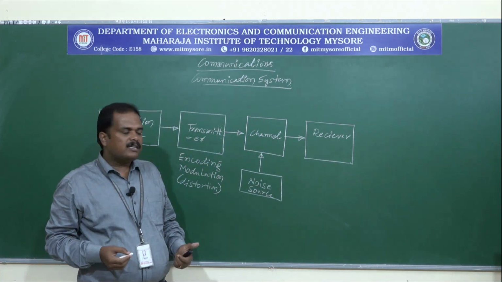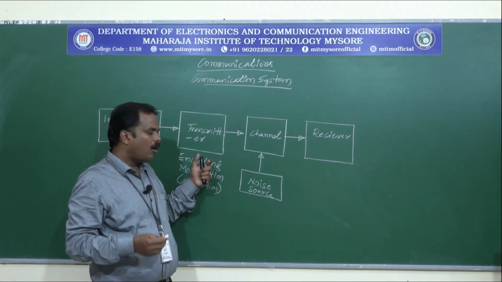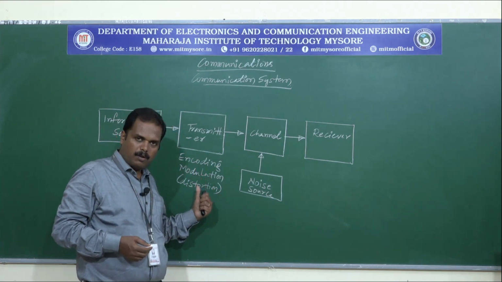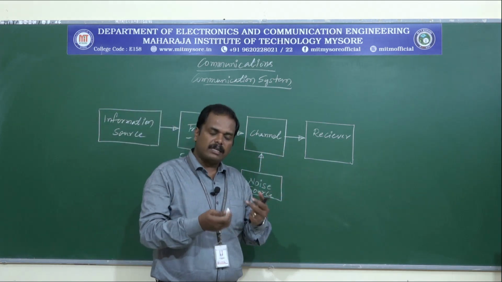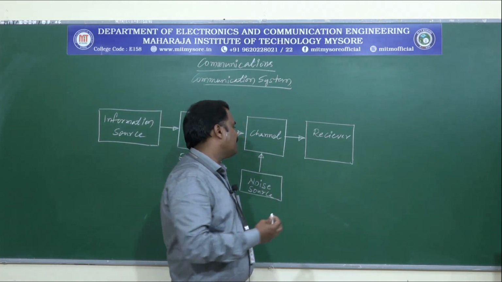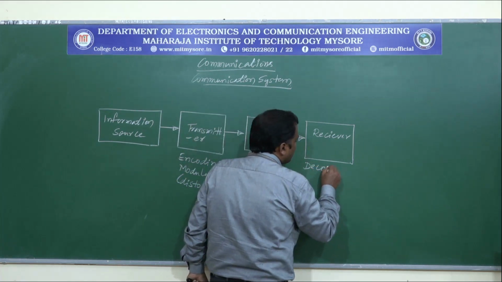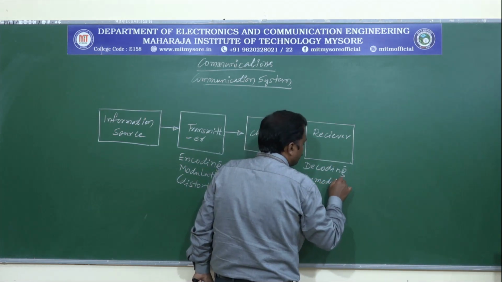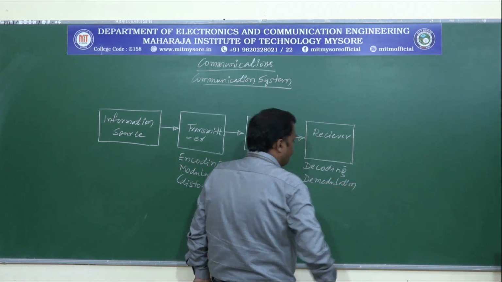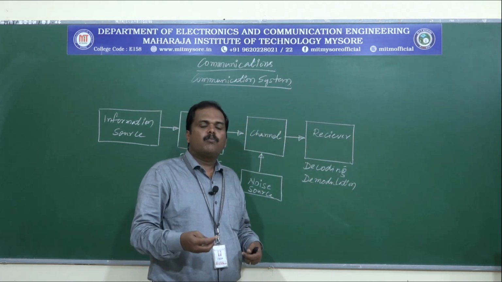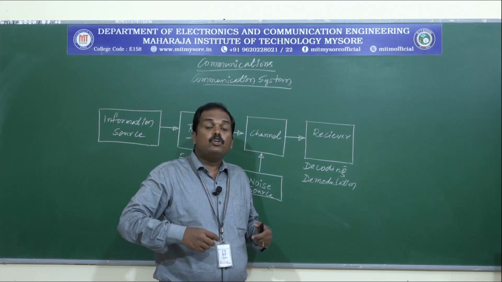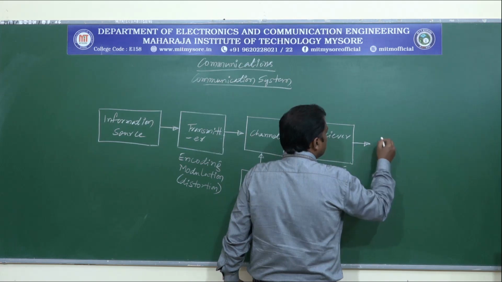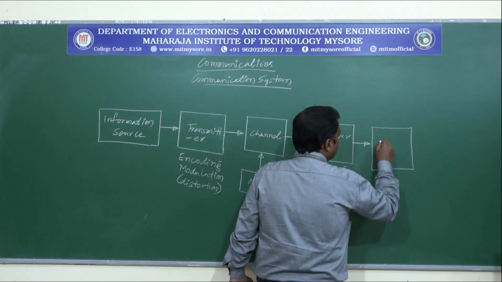What the receiver does is, just like the transmitter, which does encoding and modulation, the receiver, along with receiving the signal, processes the data, and we call this decoding or demodulation. The receiver receives the signal and processes it so that humans can understand the data. After this, we give the signal to the destination.